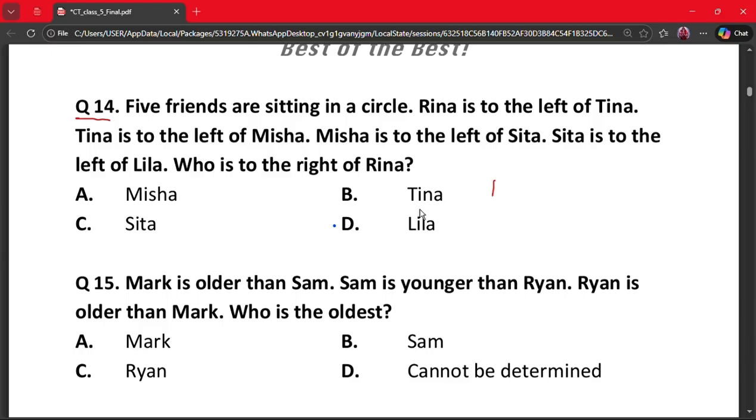So let's look at this. Rina is to the left of Tina. So this is Rina, this is Tina, she is at the left of Tina. Tina is to the left of Misha, Misha is to the left of Sita, and Sita is to the left of Leela. So who is at the right of Rina? If they are sitting in a circle, this is Rina, this is Tina, this is Misha, this is Sita, and this is Leela. So to the right of Rina is Leela. So the correct answer is option D.